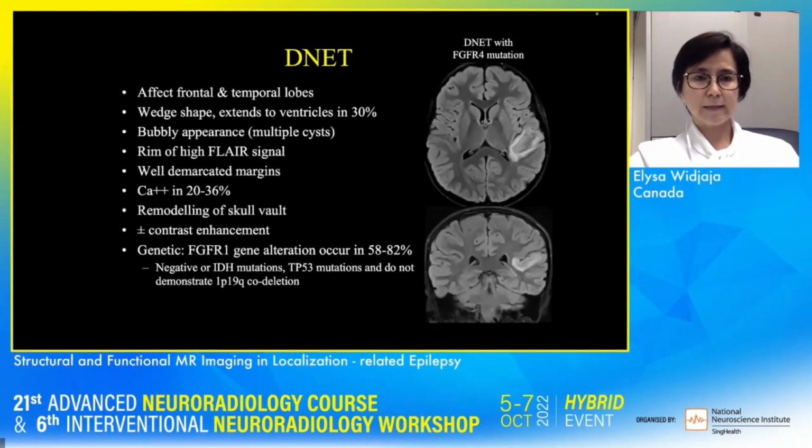We'll start off with DNET. This is frequently present in the frontal or temporal lobes. They may be wedge-shaped and extend to the ventricle in about 30% of cases. They may have a bubbly appearance due to the presence of multiple cysts. You may see a rim of high FLAIR signal. It has well-demarcated margins. Calcification may be present in 20 to 30% of cases. Because it's slow-growing, you may see remodeling of the adjacent skull vault, and enhancement may be seen on post-contrast scan. About 50 to 80% of DNET may be associated with fibroblast growth factor receptor gene alteration.